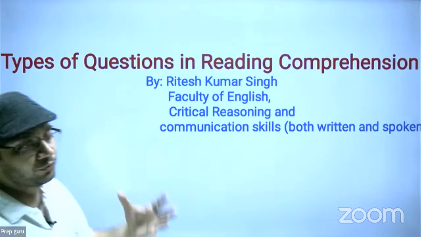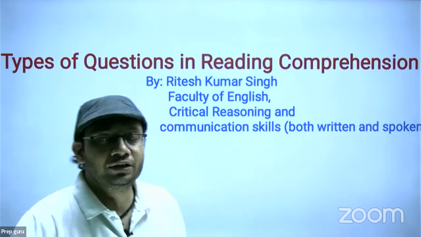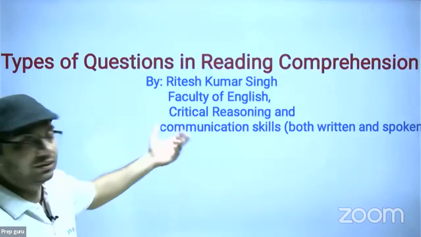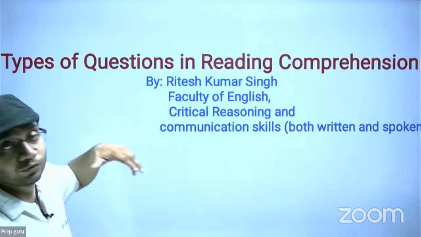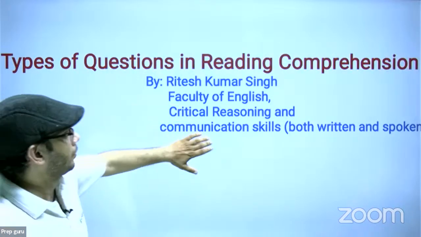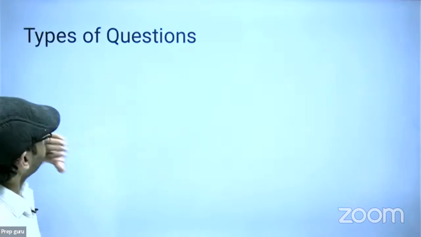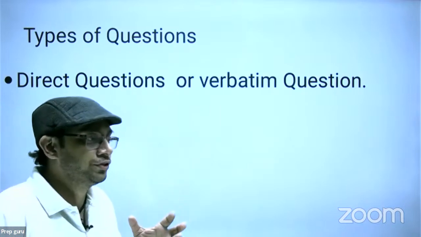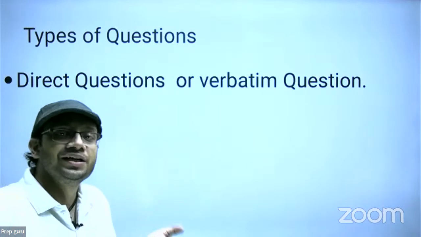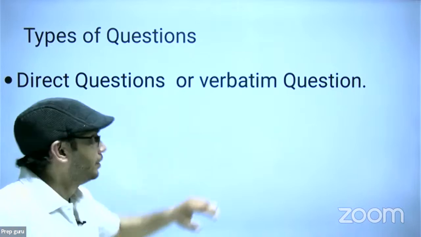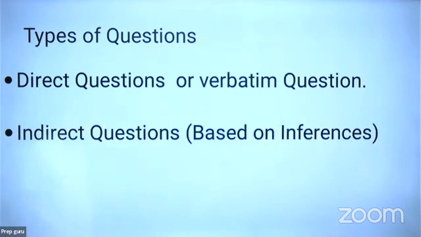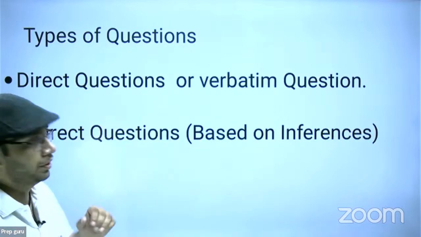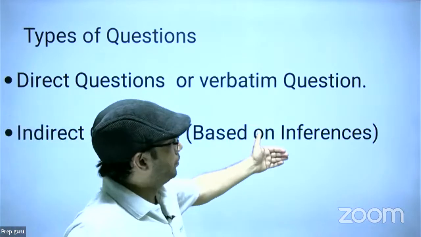Suppose if I talk about types of questions in RC, we are getting broadly two kinds of questions in our reading comprehension. See, one is what? Direct questions or verbatim questions. Direct questions are which kind of questions? Which can be answered directly from the given paragraphs. And the second one is what? The indirect questions. Indirect questions means what? Based on inferences.